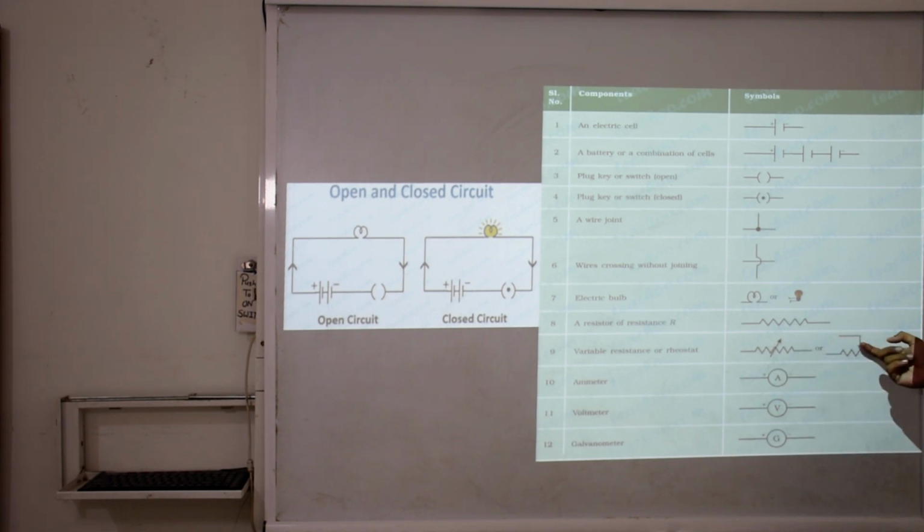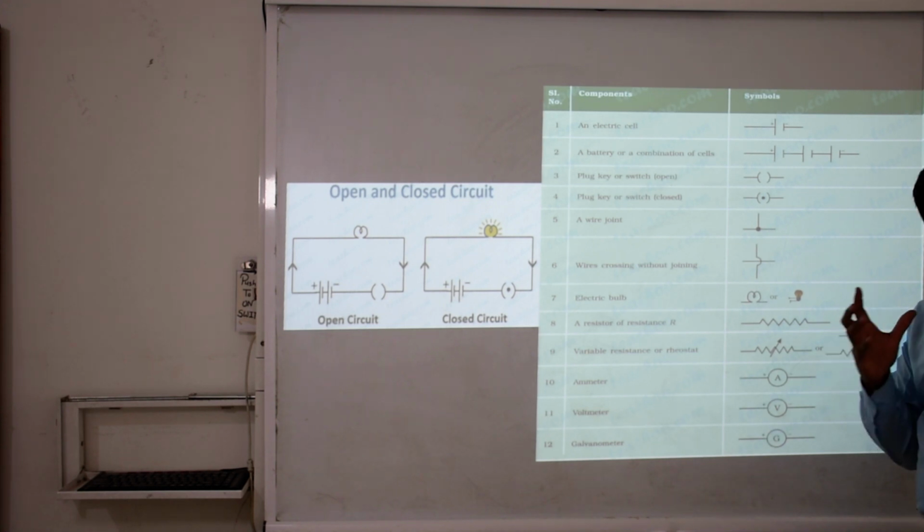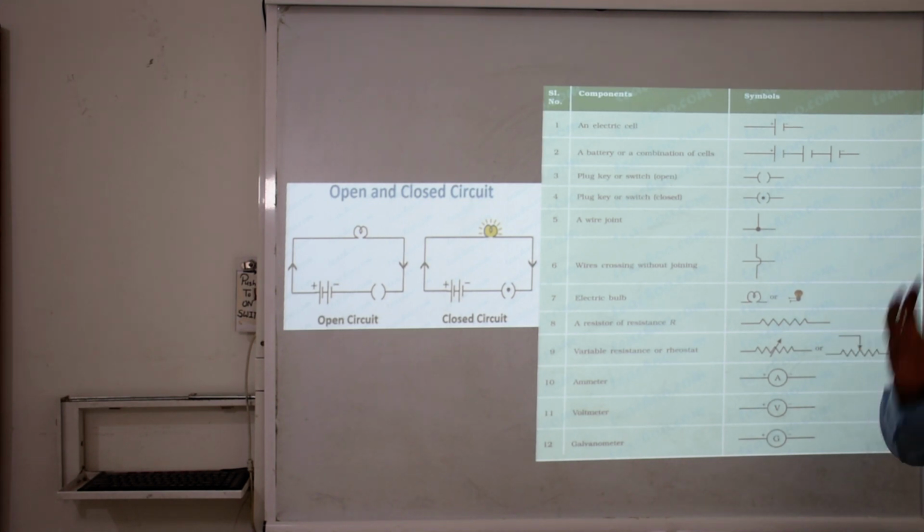While if you show it like this, then this is the symbol of the variable resistor, or also the symbol of a rheostat. Later we will discuss that. What is the rheostat? It is the device which is used to control the resistance of the circuit.